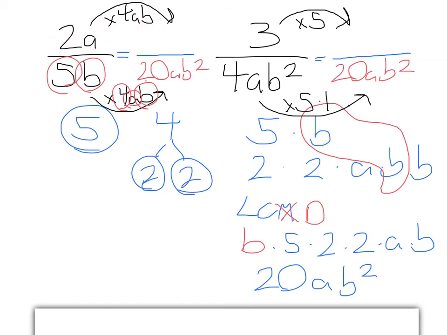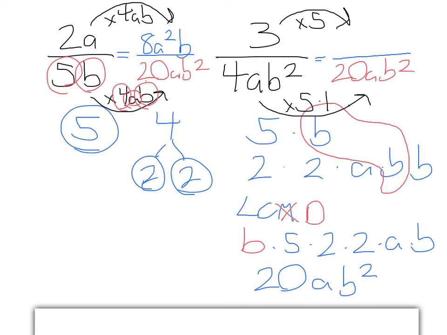2a times 4ab. Let's see. Focus on the numbers first. Take it in pieces. 2 times 4 will give us, of course, 8. Let's now look at the a's. A times a will, of course, give us a to the second power, a squared. And notice that we have nothing else to multiply from this numerator, 2a, but yet we still have this b to consider, which means we are just going to throw it in there. So the numerator is 8a squared b. Good to know.